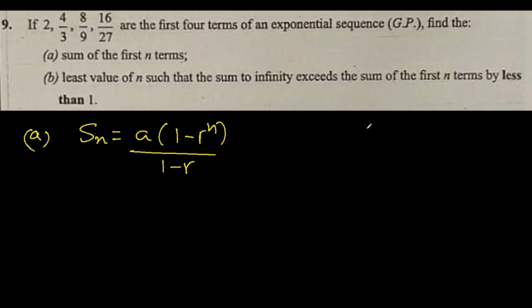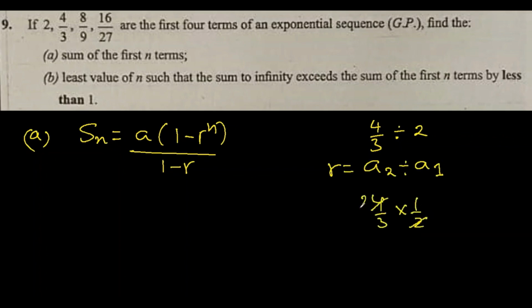Let's confirm. So let's divide 4 over 3, the second term, by the first term. So A2 divided by A1. That's what we have done to find r. So it will be 4 over 3 multiplied by half. This and this cancel. 2 over 3. This is r. It is less than 1, so the formula is correct.